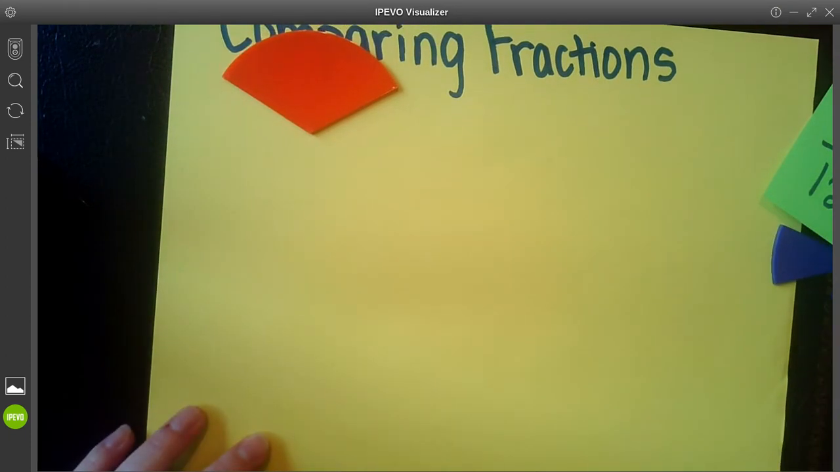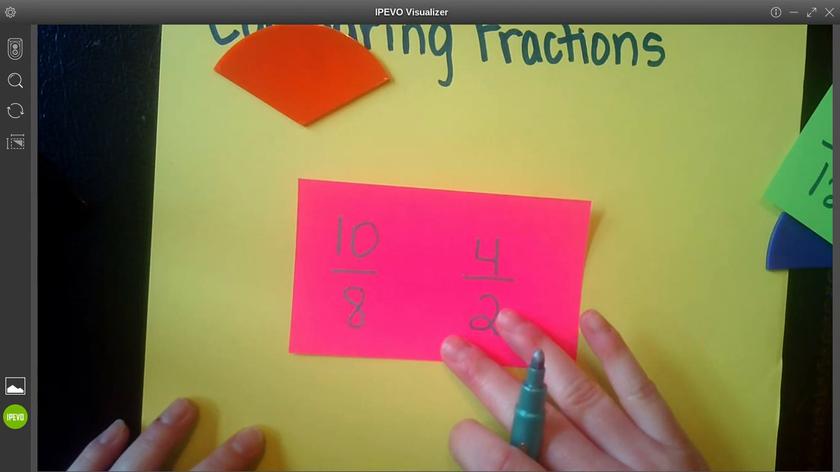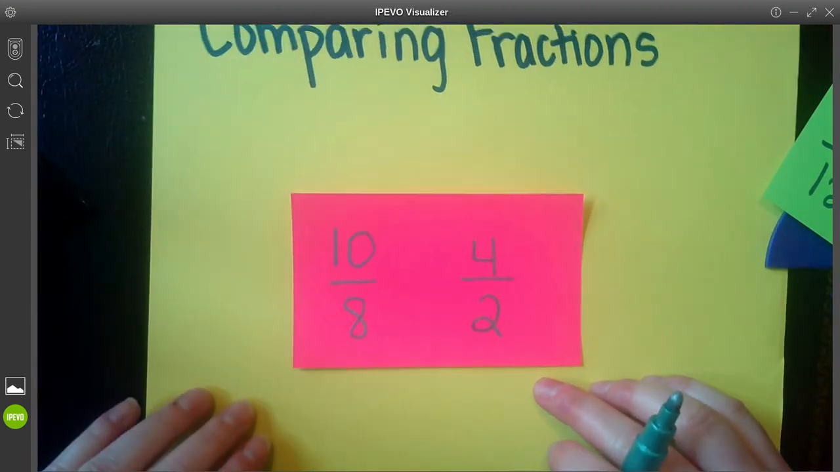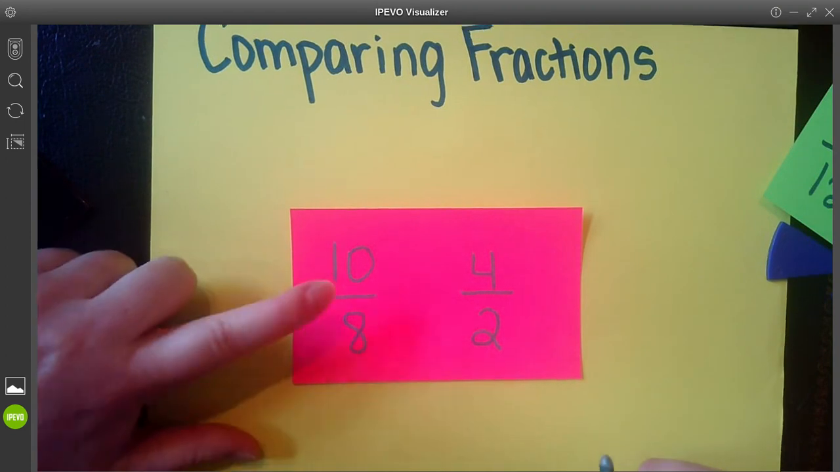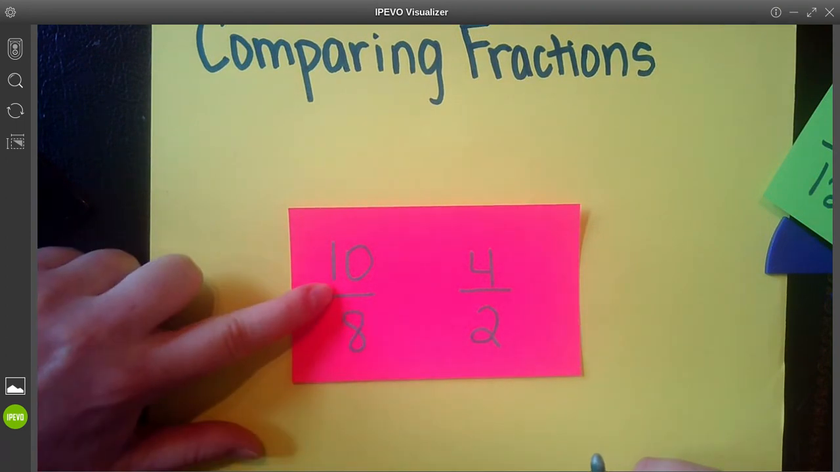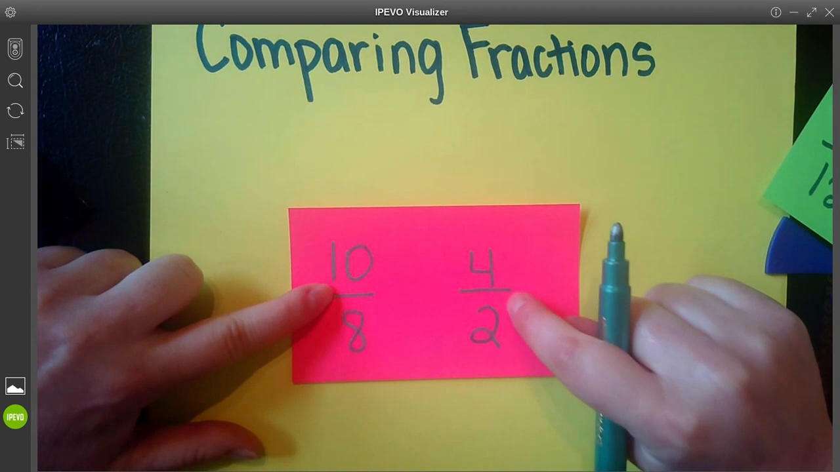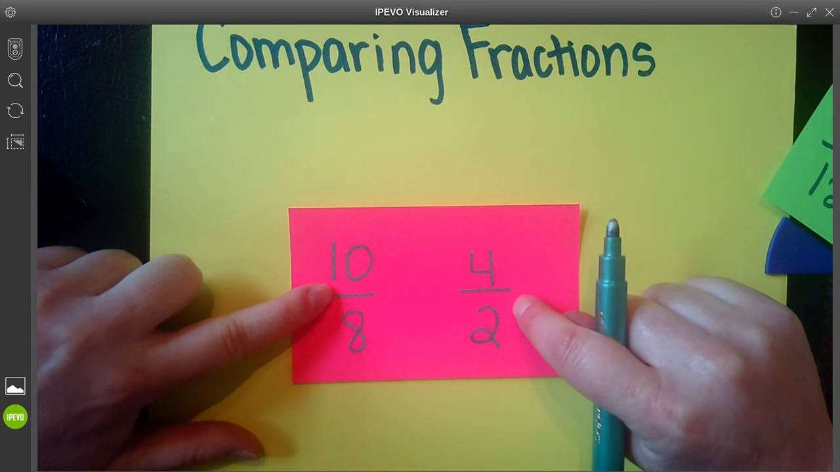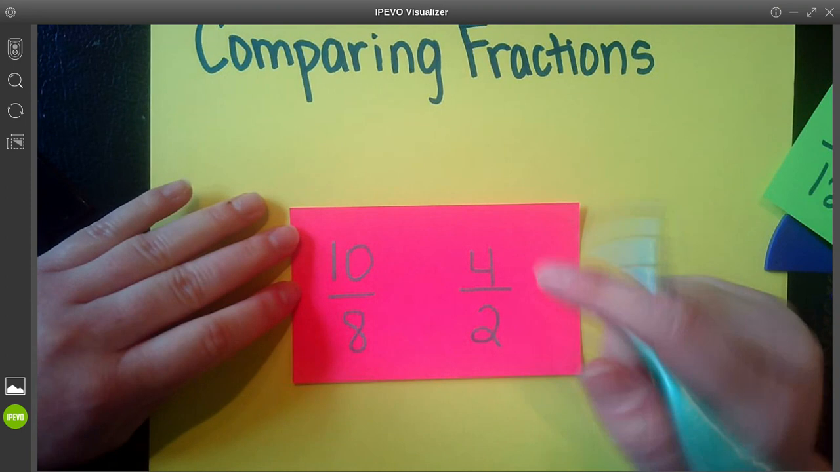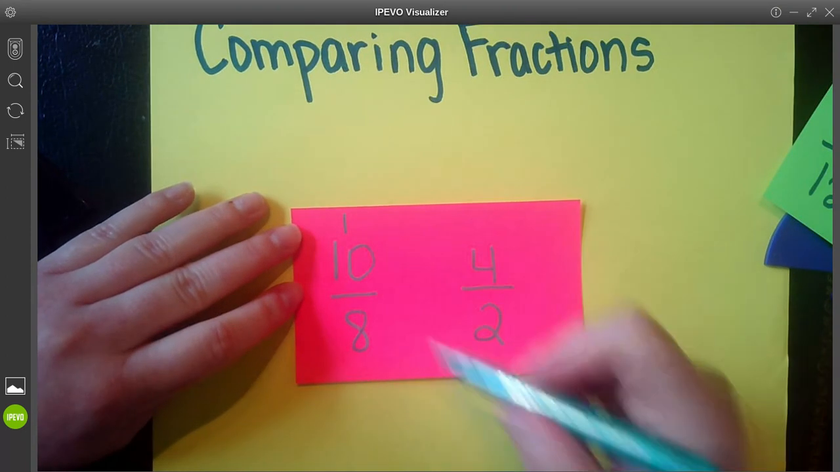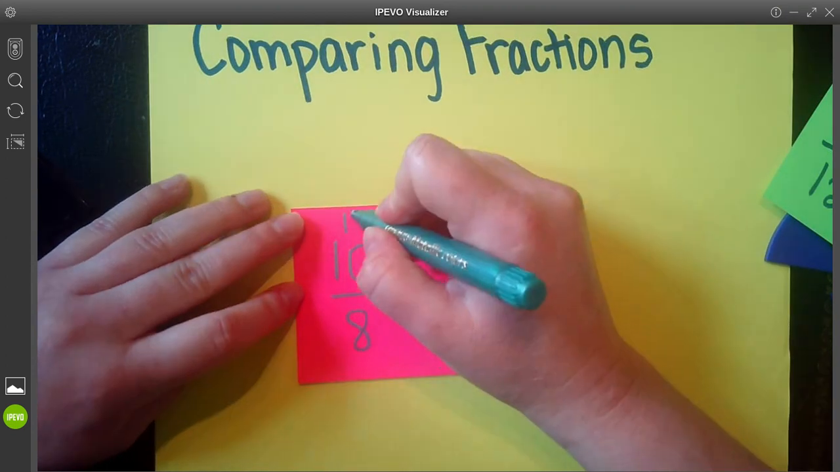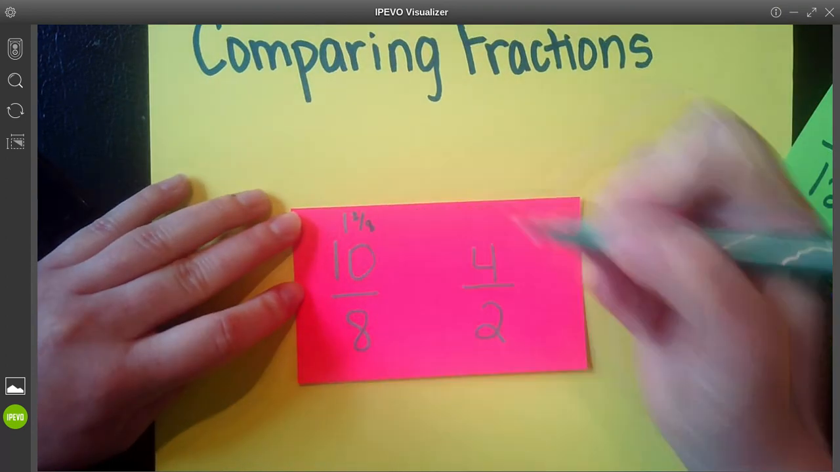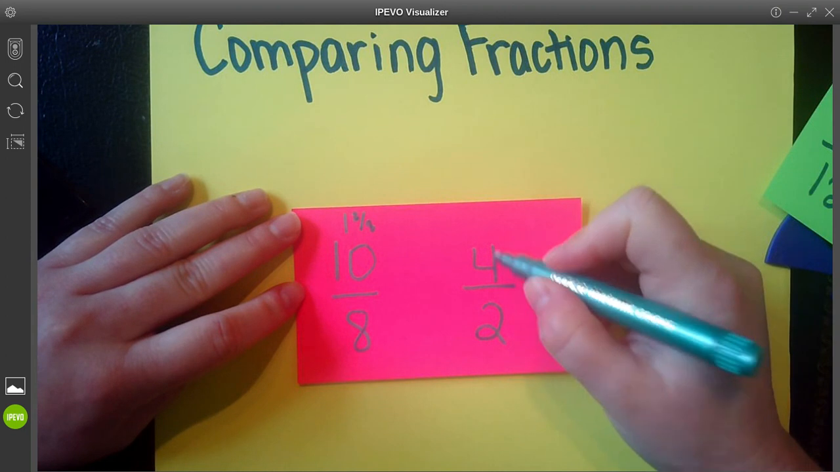Okay. Here's a little bit different. 10/8 and 4/2. Well, they're both bigger than a whole, right? Because 8/8 and 2/2 would make a whole, right? So if I have 8/8, that'd be 1 whole. And if I have 10/8, how many 8s are left? Well, I'll take away the 8 and there's only 2 left. So that'd be 2/8. So that's 1 and 2/8.